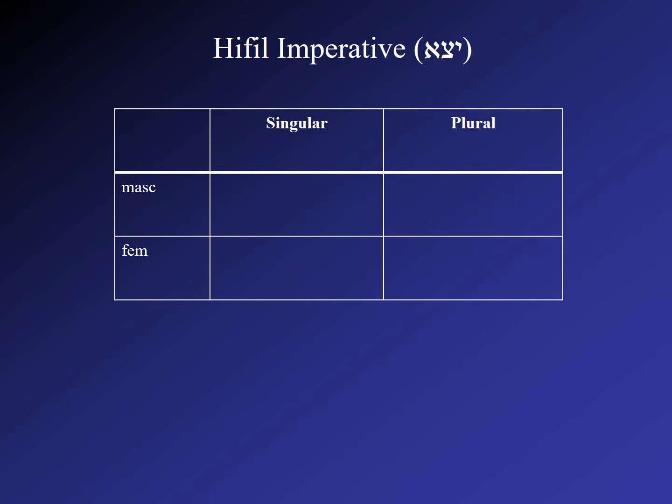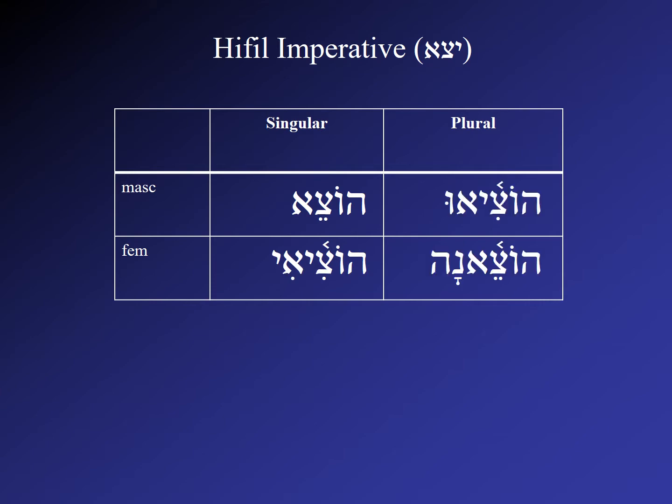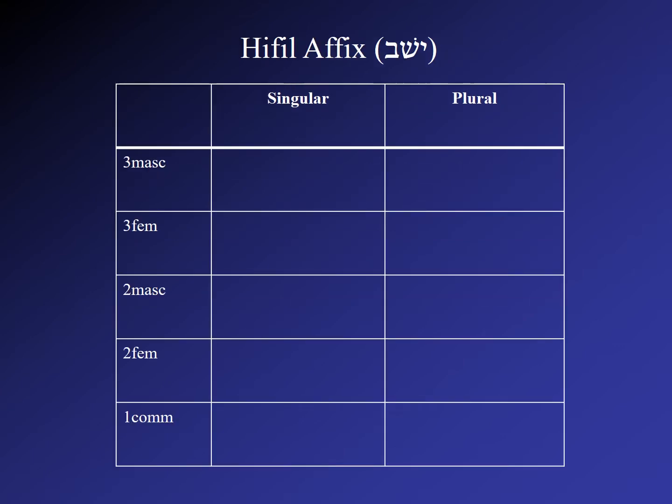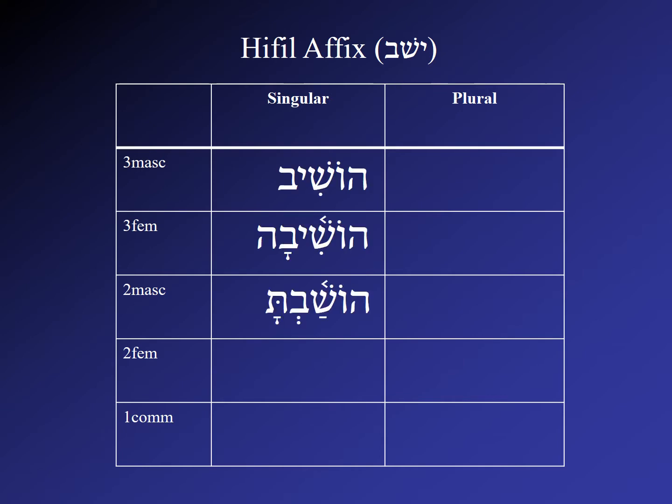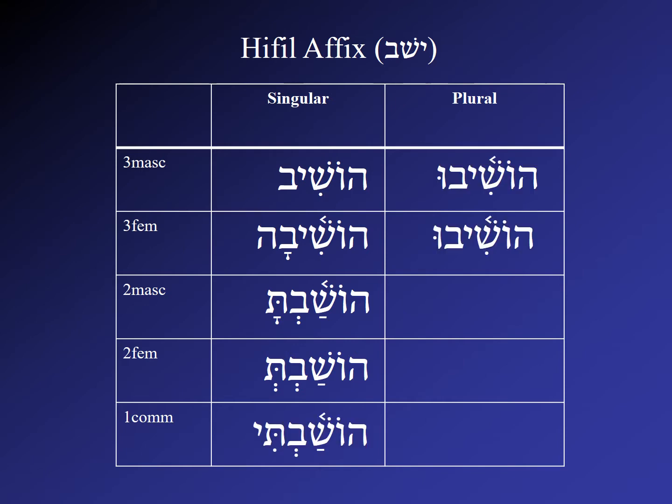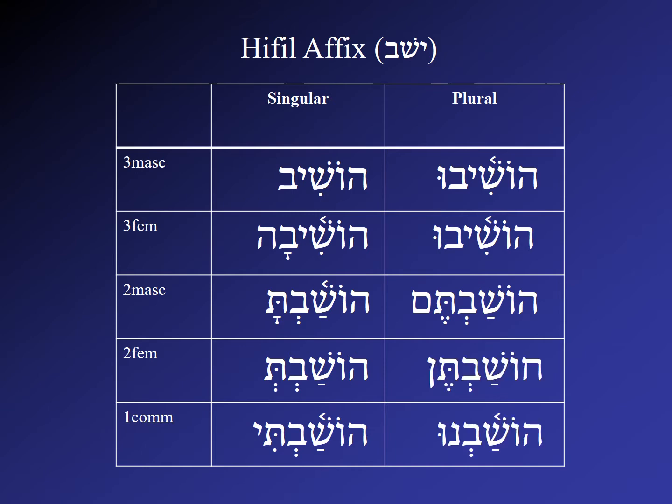We can look at another example, yatsa. It is also original first vav. So hotse, hotsi, hotsiu, hotsena. The same pattern holds true for the Hifil affix of original first vav verbs like yashav. So the Hifil affix pattern: hoshiv, hoshiva, hoshavta, hoshavt, hoshavti, hoshivu, hoshavtem, hoshavten, hoshavnu.